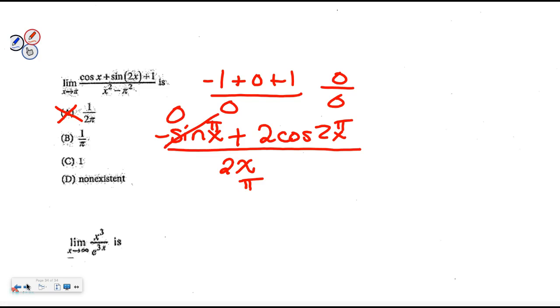What's cosine 2 pi? 1. So up here I have 2 times 1. I have a 2 on the top, and on the bottom I have a 2 pi. Had I not done chain rule, I would have had 1 over 2 pi. Do you see it? So they anticipate that distractor.